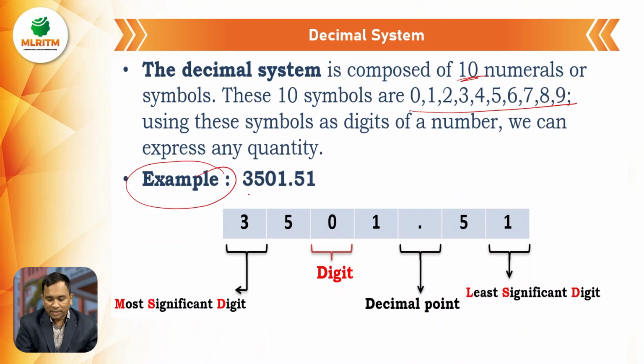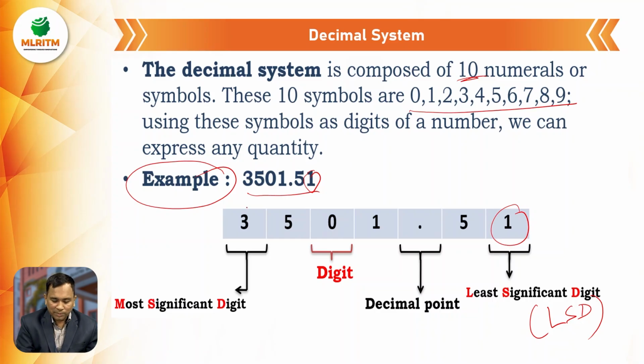For example, if I am taking the decimal number 3501.51, how are we differentiating each number? In this case, the rightmost digit, this one, I'm calling the least significant digit. In short form, we call it LSD. The rightmost digit I'm calling the least significant digit.